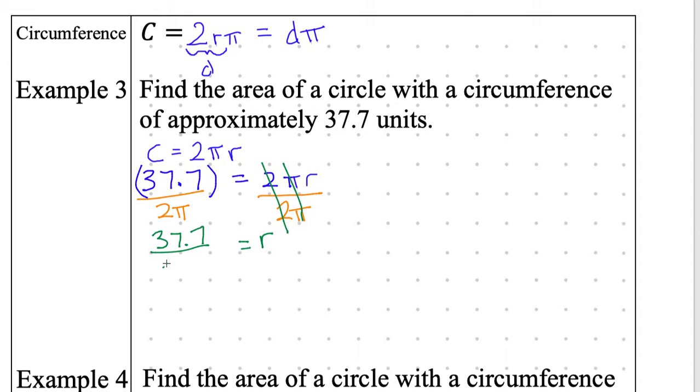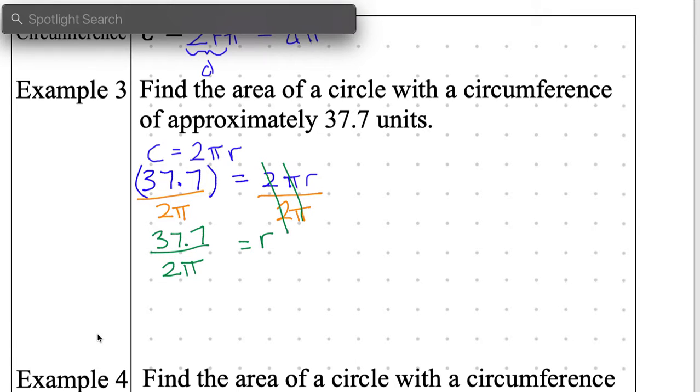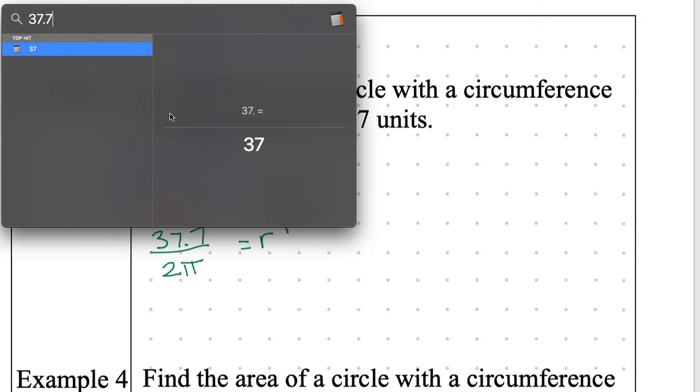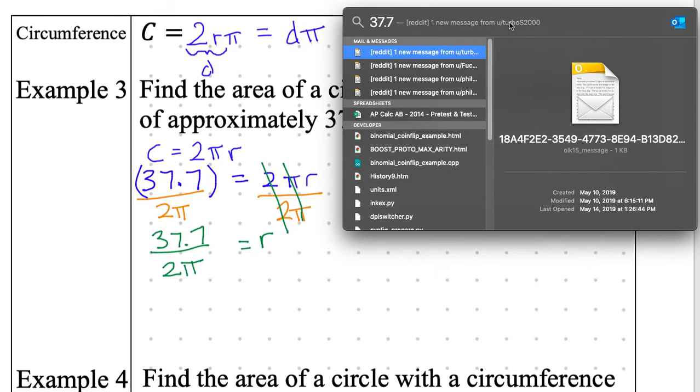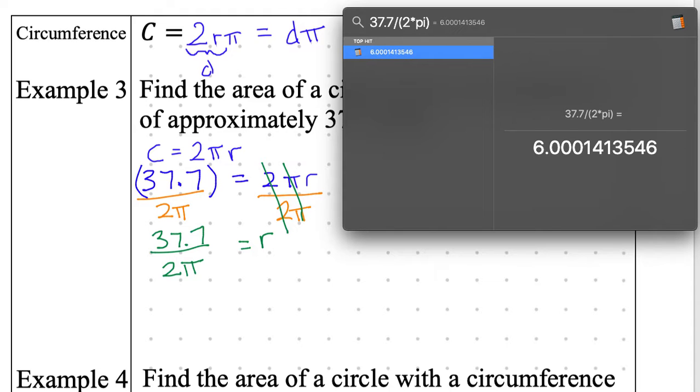So we know that r is equal to 37.7 divided by 2 pi. Well, let's see what that is. Because we approximated, you can use 3.14, or you can just use pi, whatever you want to use. So if we approximate it, I'm going to say 37.7. I'm pulling up my calculator here. You can use Spotlight Search, or you can use Desmos calculator as well. 37.7 divided by, in parentheses, 2 times pi, or 2 times 3.14. It doesn't matter. We get very, very close to what number?